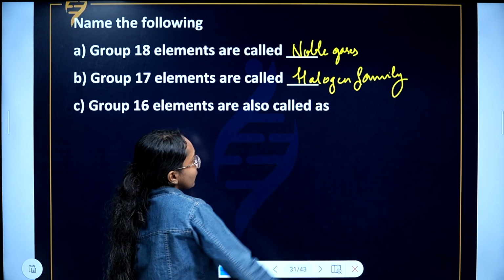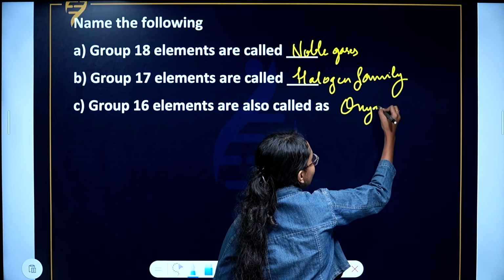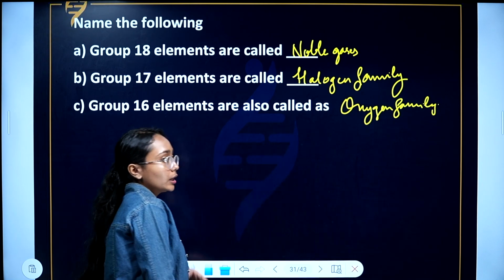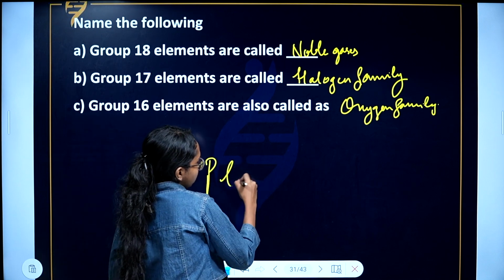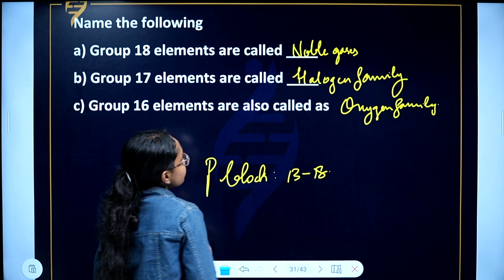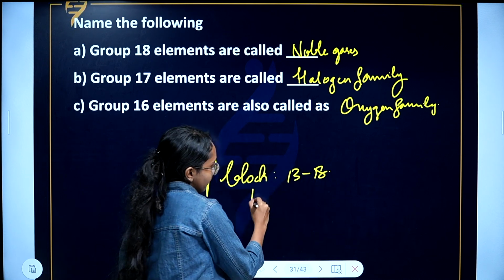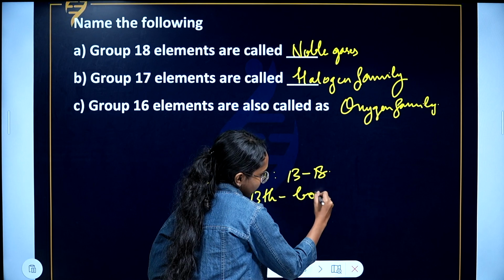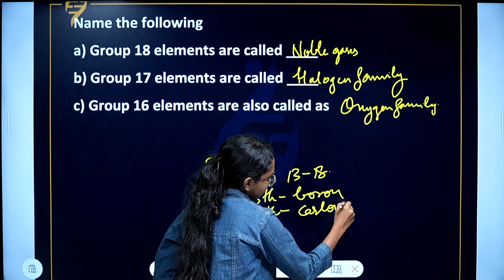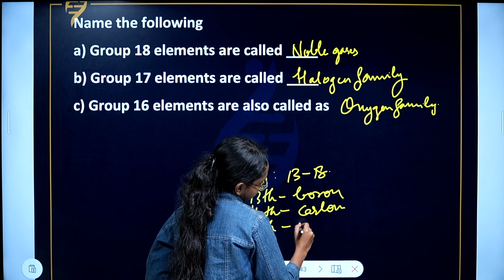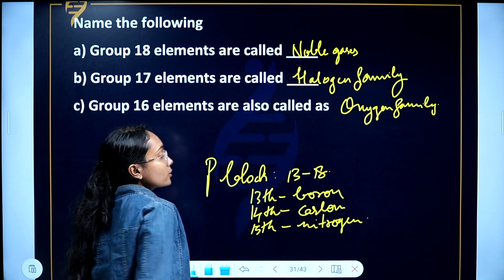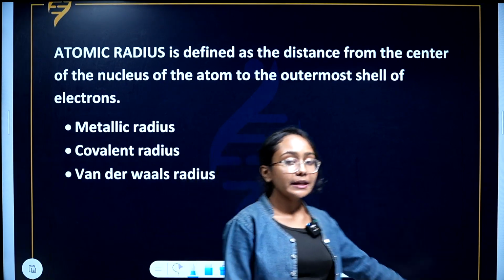And group 16 elements are called the oxygen family. So the P block elements are actually from group 13 to 18, right? The 13th group is the boron family, then the carbon family, nitrogen family, oxygen family, halogens and noble gases. That's all about the SPDF blocks.